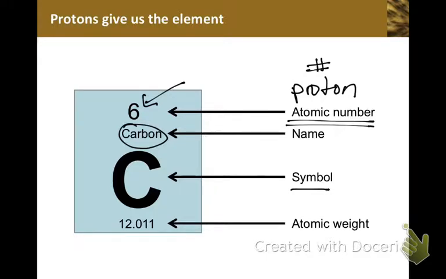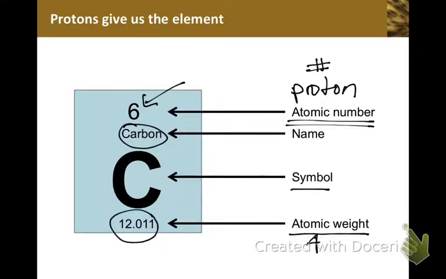So for instance, if I say you have 6 protons, no matter what, you always tell me that's carbon, because no other element has 6 protons. Just like if I say you have 1 proton, what do you have? You would always say hydrogen, because the number of protons defines the element. Now at the bottom here is the atomic weight, and for carbon it's 12.011.